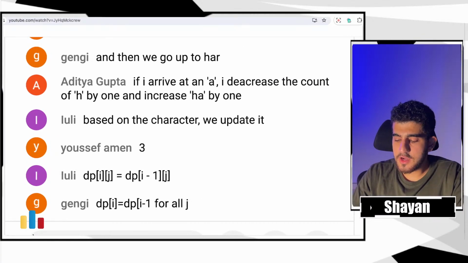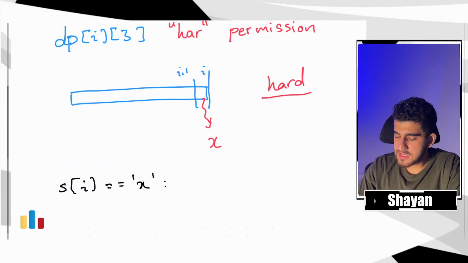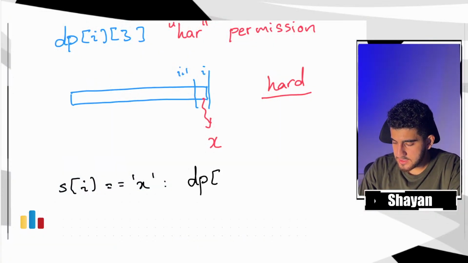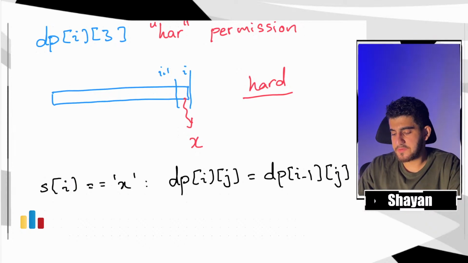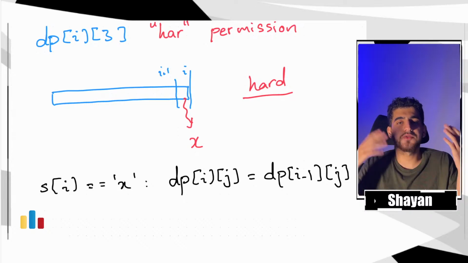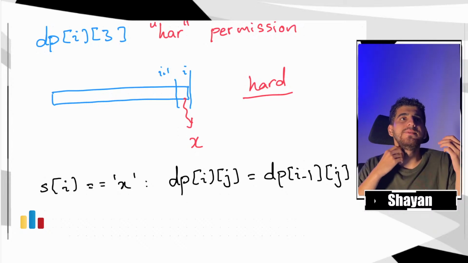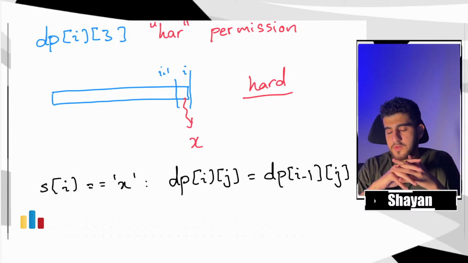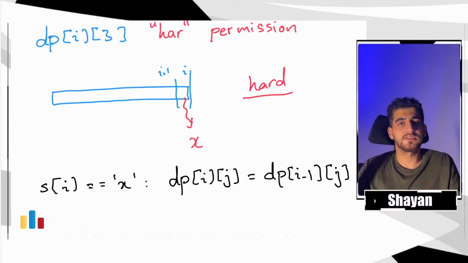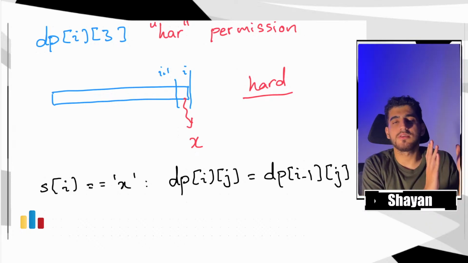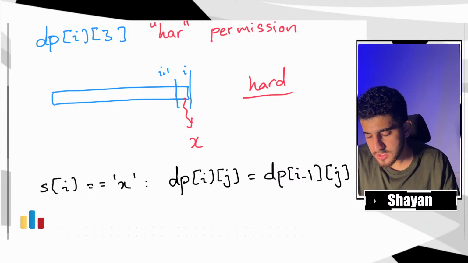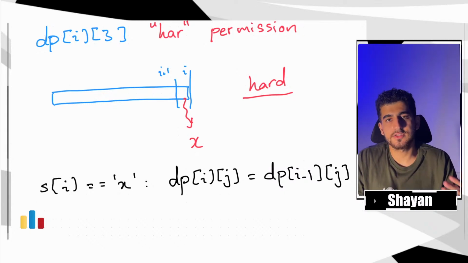Exactly. If S of I is X, DP of I and J for any J is equal to DP of I minus 1 and J. The point is that if S of I is something that is not related to HARD at all, then DP of I and J will be equal to DP of I minus 1 and J, because whatever we had before, we still have the same thing. Nothing has changed. This X has no effect on anything.